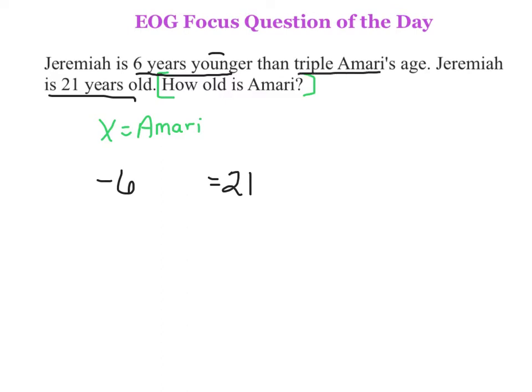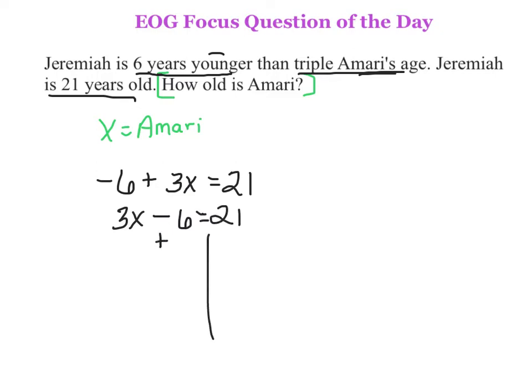Then triple Amari's age. Triple means to multiply by 3. So I'm going to be multiplying 3 times x because I don't know Amari's age. And that's just a positive triple. So we can leave it as negative 6 plus 3x equals 21, or we can flip it so I have the 3x first minus 6, since it's younger, equals 21.